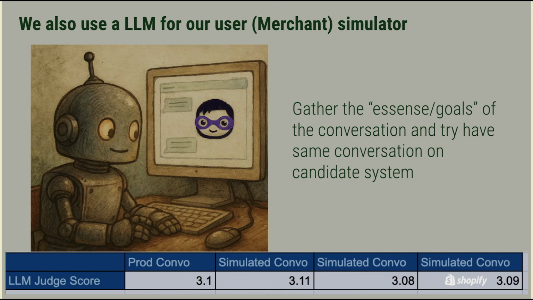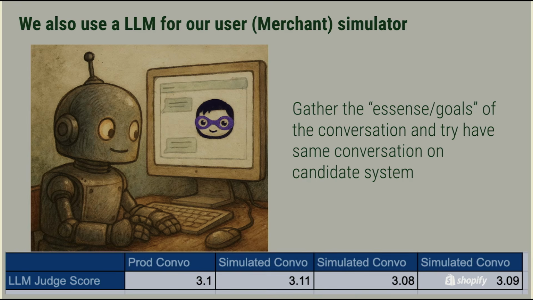So we also created another LLM, which is a user simulator, or merchant simulator in our case. It is basically trying to capture the essence or goal of a conversation that happened previously in production, and then replay that conversation to our candidate system. We can't just take a conversation that already happened and replay it exactly, so we need to adapt based on the messages. If it's a 10-turn conversation, it's probably going to go nowhere near where the first one went. But as long as we capture the essence and the goal of that conversation, we can replay that on the new system.